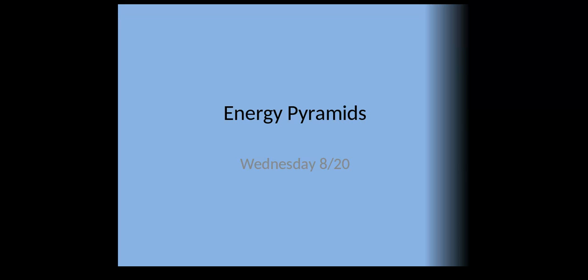Good morning, class. So, all week long, and even last week, we've been talking about the transfer of energy in an ecosystem, right? Well, what have we used to track that transfer of energy so far? Think about it. First, we used a food chain. And a food chain simply shows what eats what and what gets eaten by what.